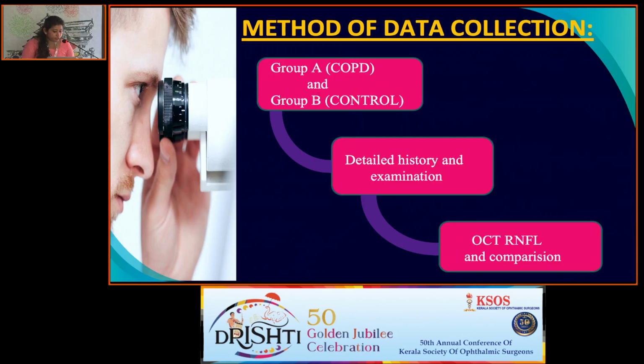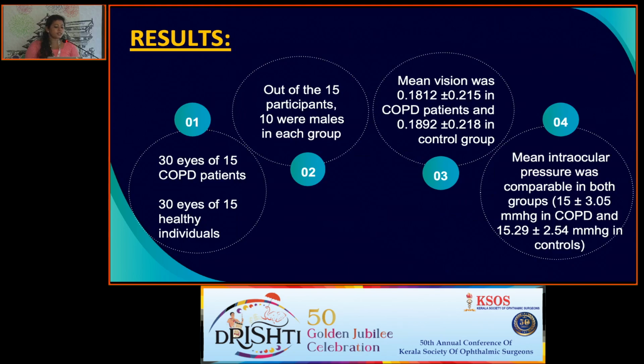The method of data collection was: patients were divided into Group A and Group B, that is the COPD and the control group, and then they had a detailed history and examination, following which an OCT RNFL was taken, which was used for comparison. The results of my study were: 30 eyes of 15 COPD patients and 30 eyes of 15 healthy individuals were evaluated. Out of the 15 participants, 10 were males in each group.